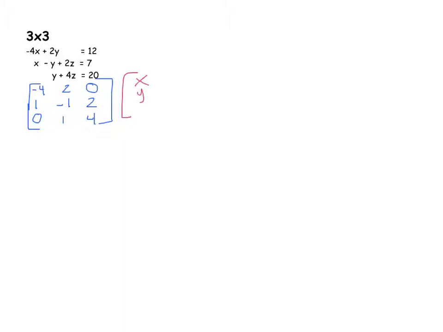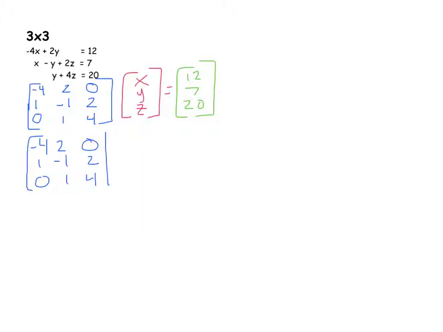This time we have 3 variables. We have x, y, and z. And then again, that's equal to our answers, or our constant matrix, 12, 7, and 20. Okay, now we need to find the inverse of our 3 by 3 matrix using the row echelon form. It's a little bit more work, but hopefully the zeros will help us go a little bit faster.